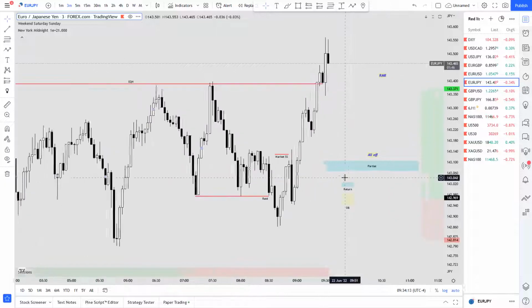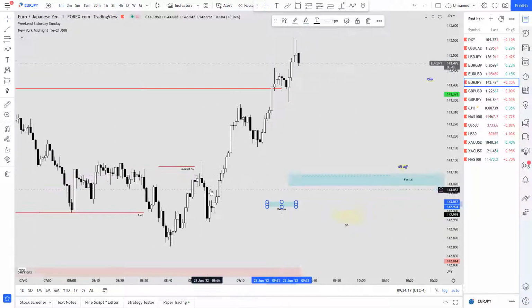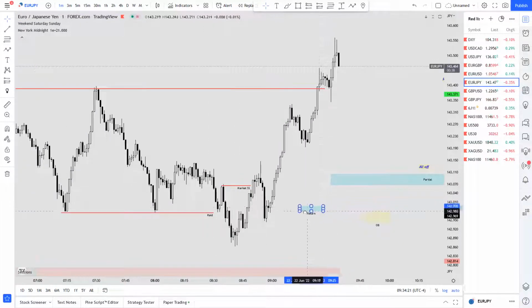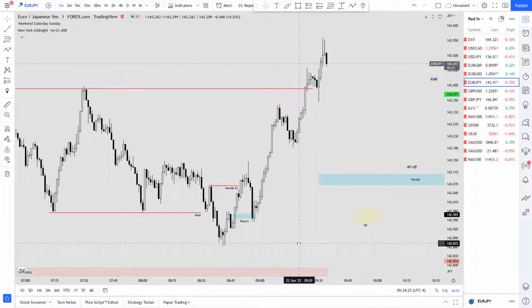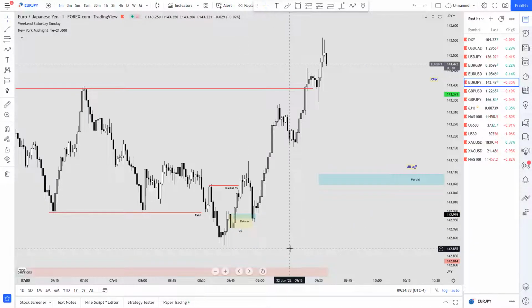So let's do the blue one. The blue one is my gap. So let's go into a 1 minute chart. Our return area is just this gap right there, over here. And if you're returning to an order block, that would be right in there as well.